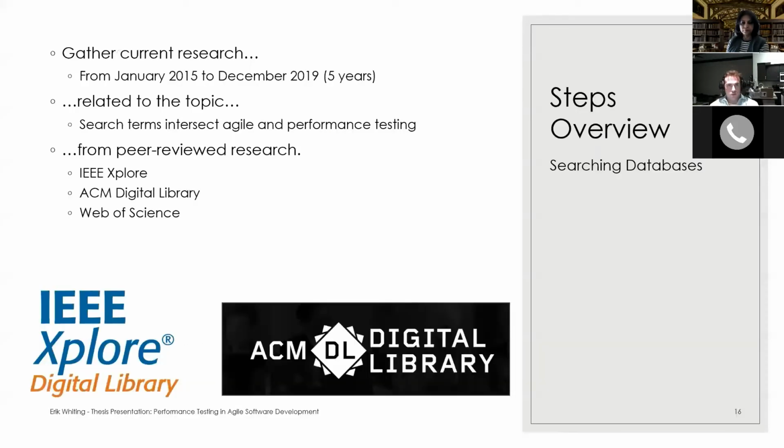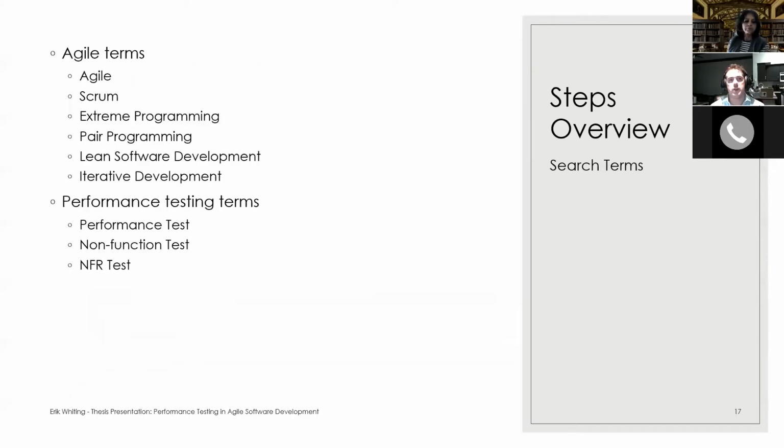So for the literature review, we gathered about 5 years of research from January 2015 to December of 2019 related to performance testing in Agile, and I'll talk about the search terms in a little bit, from the peer-reviewed research. So we searched the IEEE Xplore database, the ACM Digital Library database, and the Web of Science database. I should note that there were no results from the Web of Science database, but we did search it, so I did include it. And when we searched those databases, we used these terms that you see on this slide right here.